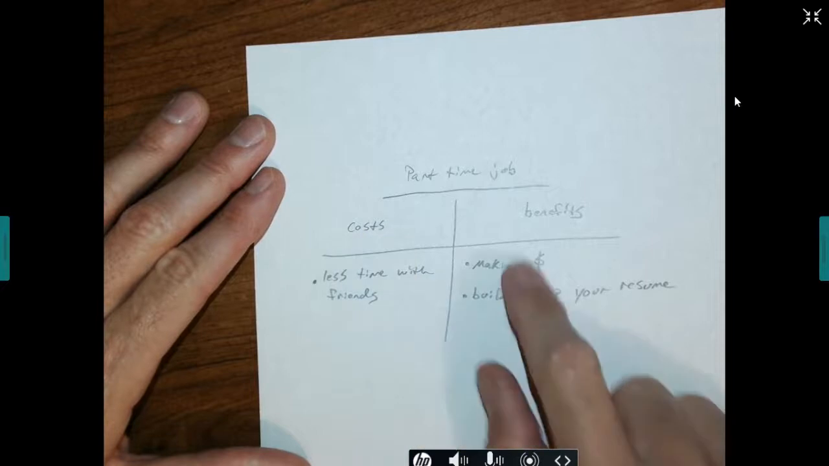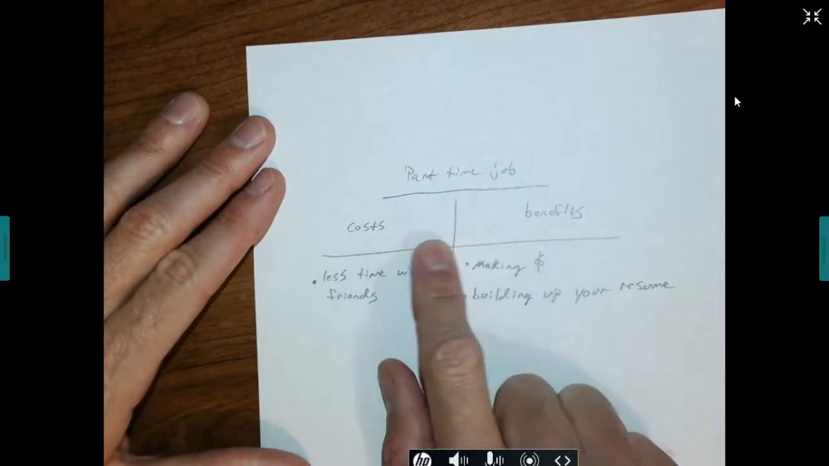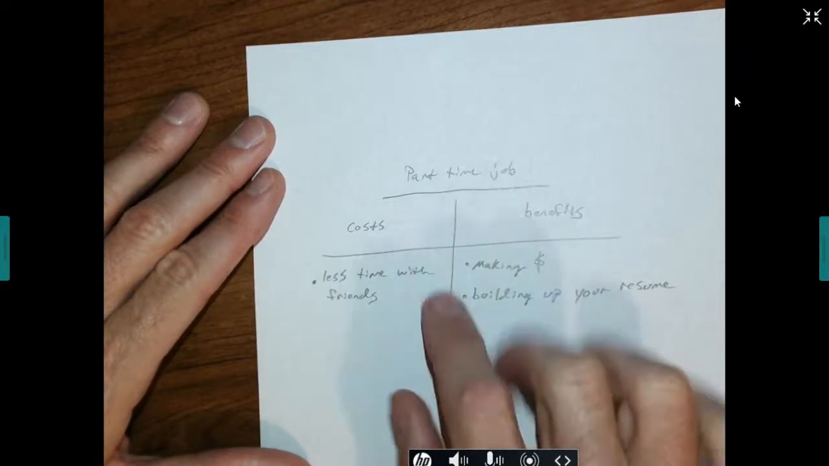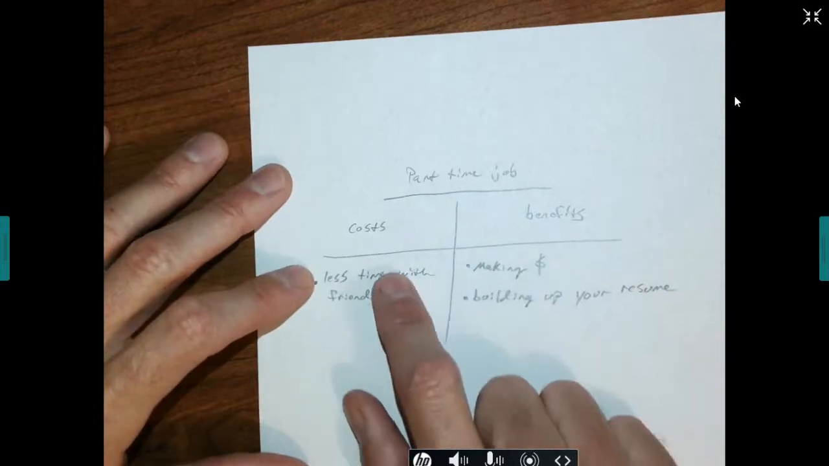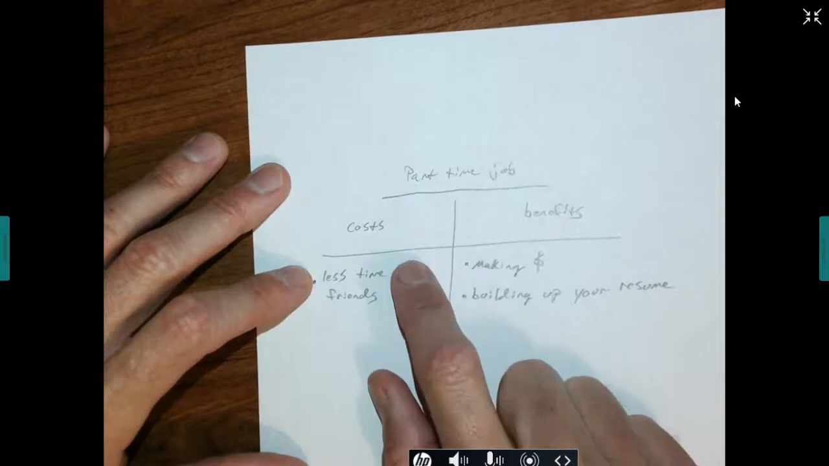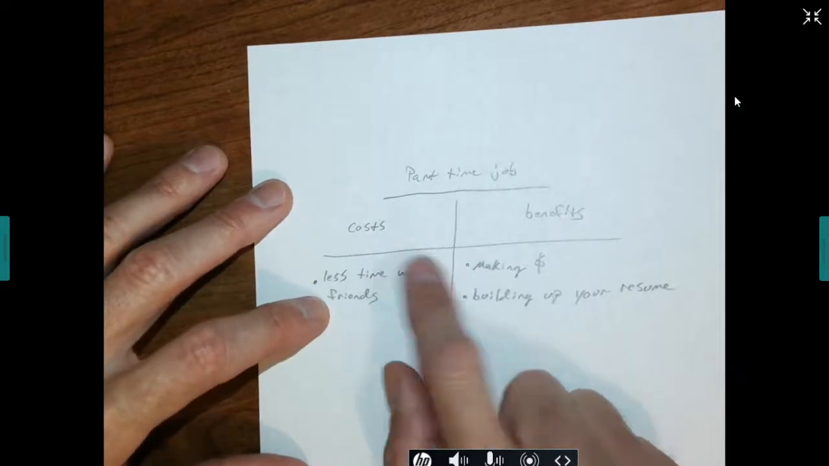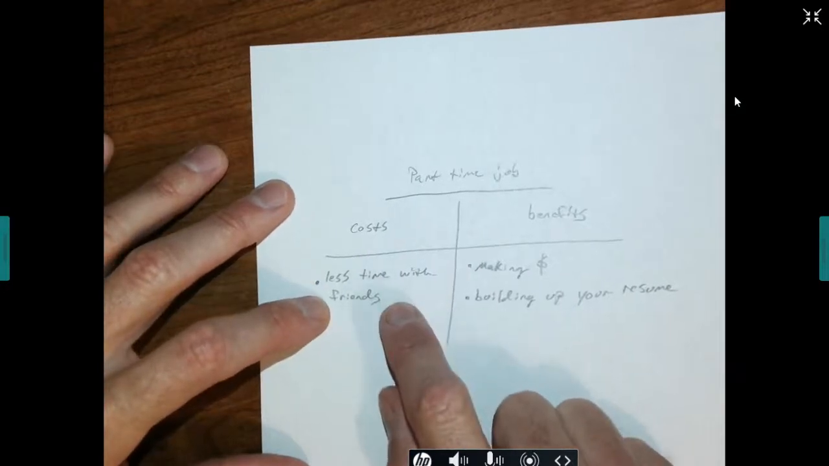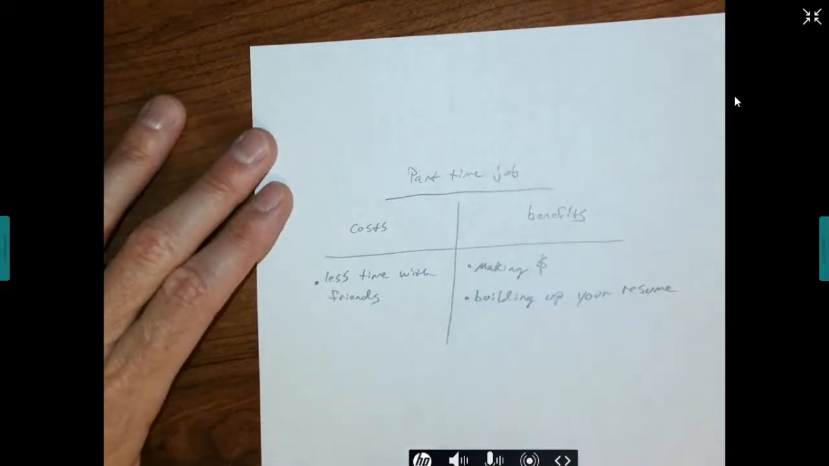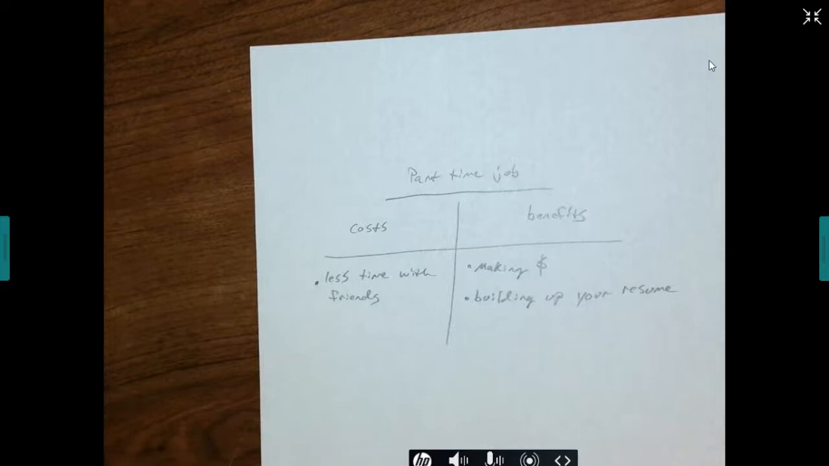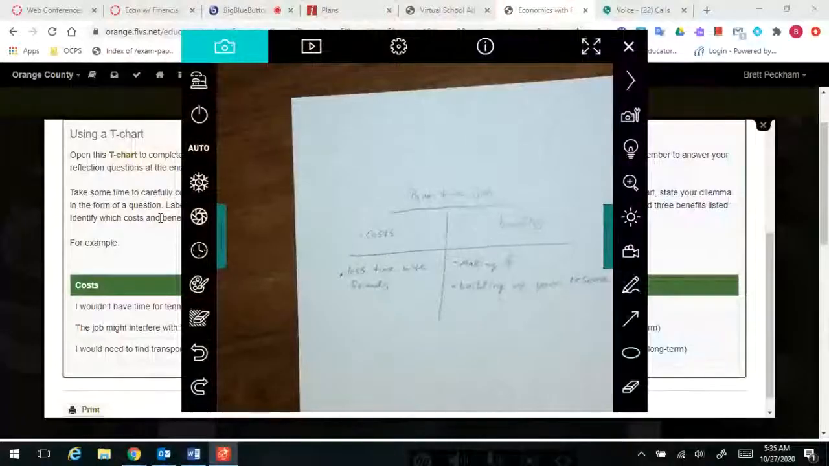In this situation here, your opportunity cost is, what would you be doing with your time if you weren't working? You'd be spending it with your friends. So you're giving up the opportunity of spending that time with your friends, and you're trading that off for making some more money, building up your resume, stuff like that. So that's part of this.